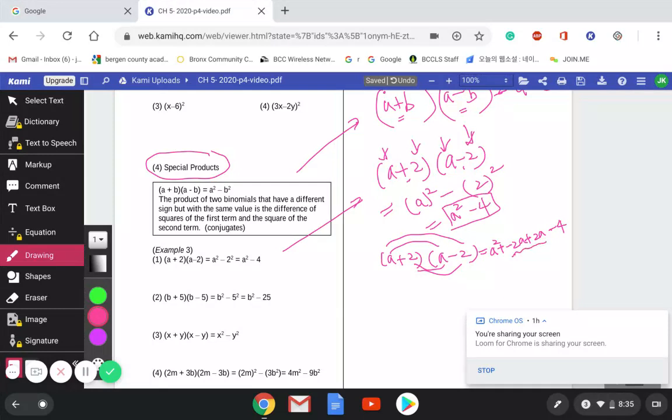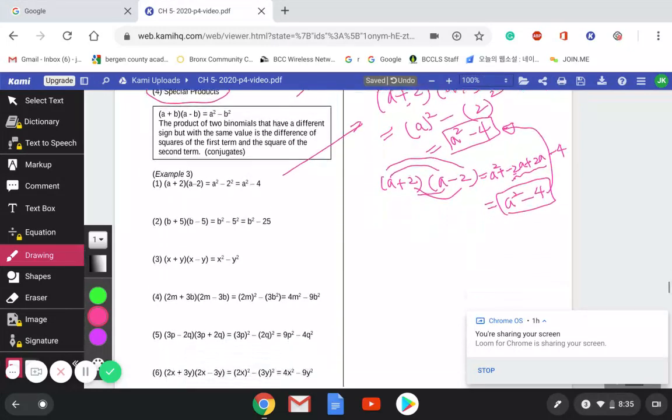And the middle one always cancels out because you have the same coefficient. One is negative, one is positive. So you end up with a squared minus 4, which is the same answer as this formula. So it's not that difficult. If you have this pattern, it's much easier if you memorize the formula and recognize it and use it.